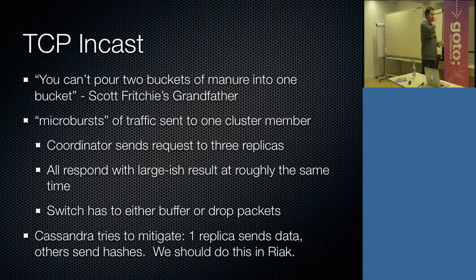So what happens is, and you saw that sort of broadcast in the earlier slide, the coordinator sends the request, all of the replicas respond at roughly the same time with a largish value. And when that hits the switch, if it doesn't have space to buffer it, and buffer memory on switch ports is very, very expensive, it has to drop packets. And all the TCP flow control mechanisms kick in. And you can see a 10 gigabit line only getting about 25% utilization.